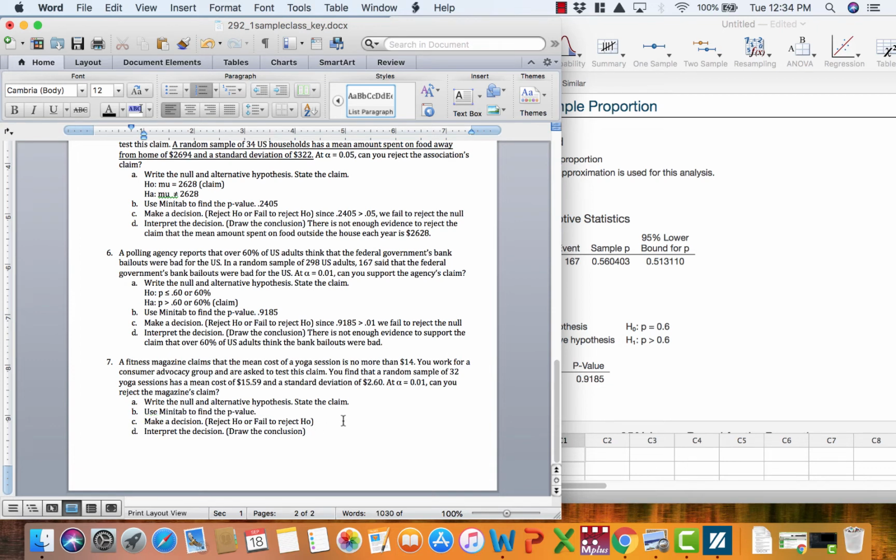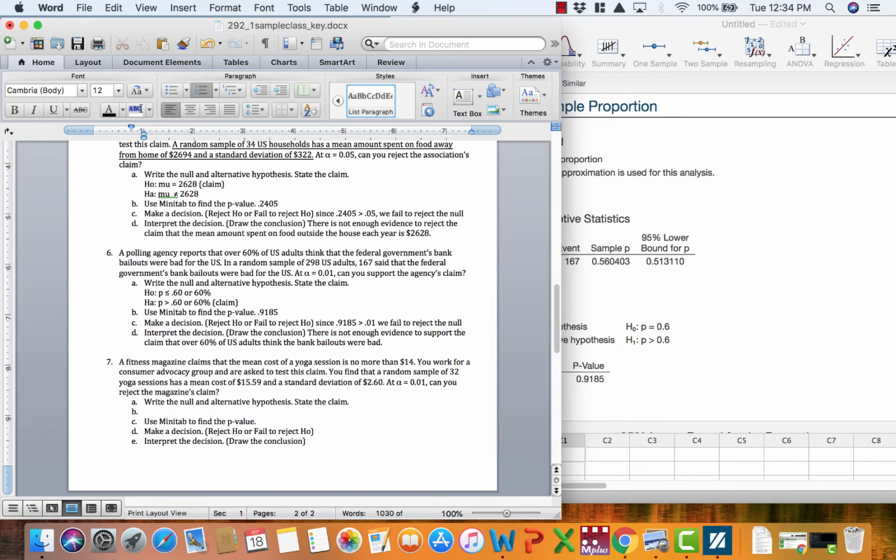All right, last one, number 7. A fitness magazine claims that the mean cost of a yoga session is no more than $14. You work for a consumer advocacy group and are asked to test this claim. You find that a random sample of 32 yoga sessions has a mean cost of $15.59 and a standard deviation of $2.60. At alpha equals 0.01, can you reject the magazine's claim?